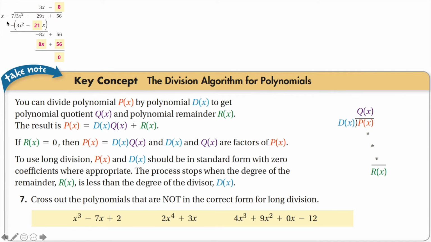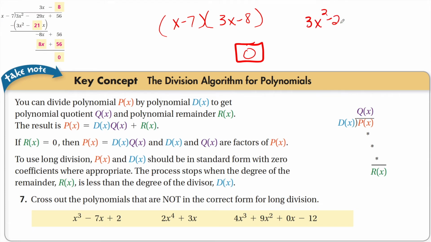where our divisor ended up being the x minus 7, and we ended up getting a quotient, which was 3x minus 8, and our remainder ended up being 0, when you get a remainder of 0, that means that both the divisor and the quotient are going to be considered factors of the polynomial, or of the dividend. In this case, x minus 7 and 3x minus 8 are both factors of 3x squared minus 29x plus 56. That is all this entire thing is trying to say. It's basically saying if you end with 0, they're both factors and you can move on.